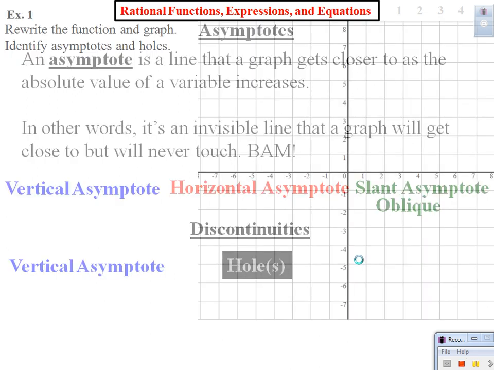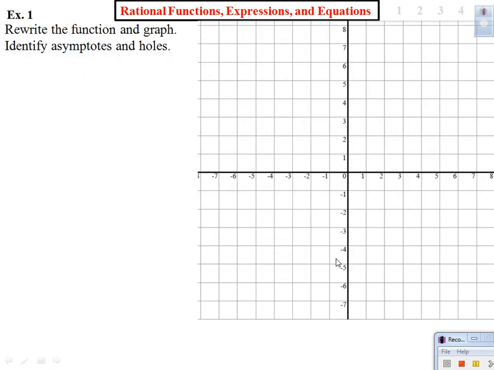All right? Copy this one, please. Example 1. And it reads, rewrite the function and graph and identify asymptotes and holes. We got g of x equals x minus 3 over x squared minus 5x plus 6. Copy that. Not right now, just as is.